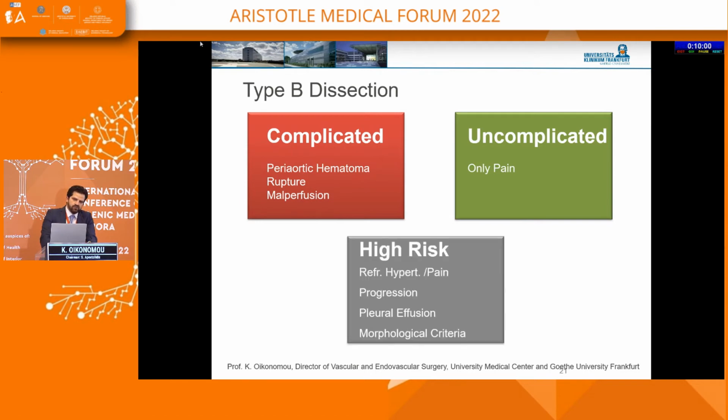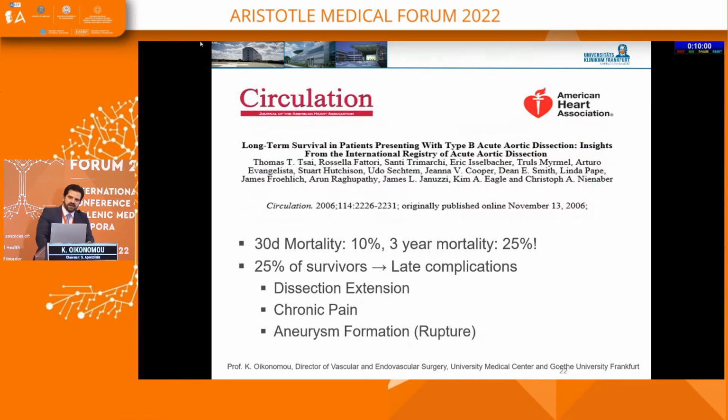In the meantime, we know that there is a gray zone of high-risk patients, depending on clinical and morphologic criteria, that have a higher risk for midterm complications. What are these complications? Most of the patients with type B dissections of the descending aorta do survive the acute event. The problem is that a high percentage of these patients will develop long-term complications, meaning dissection extension, chronic pain, or aneurysm formation, which is a very challenging pathology to treat.